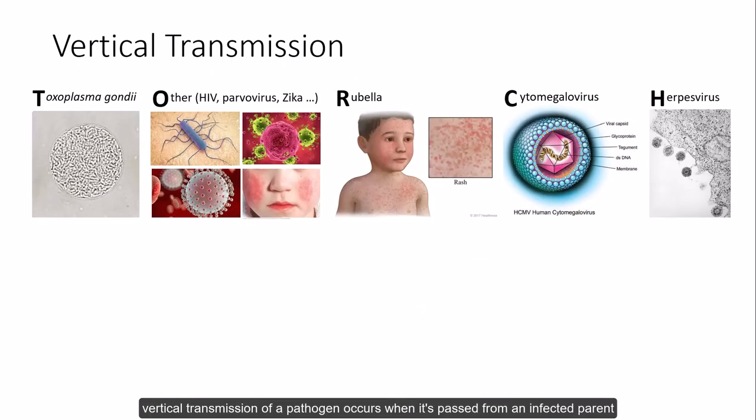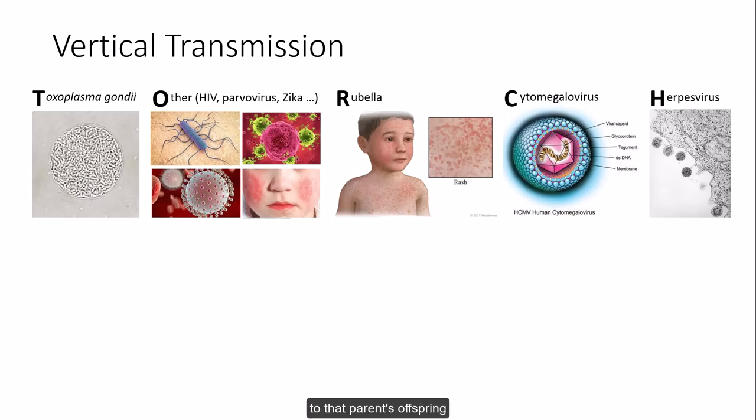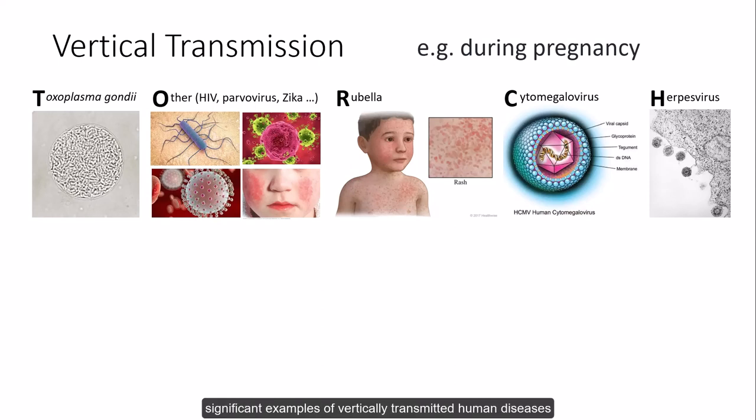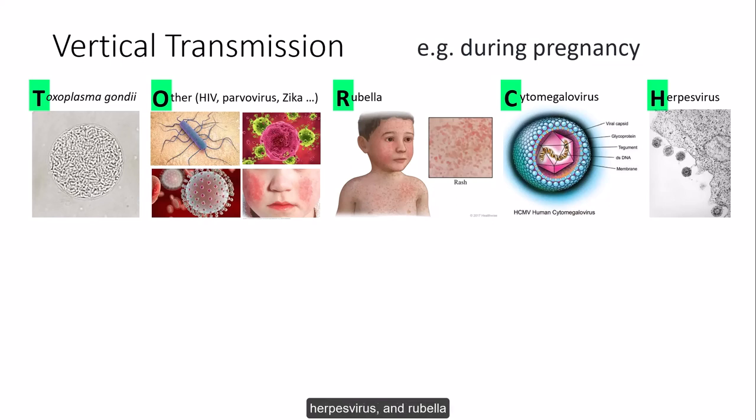Vertical transmission of a pathogen occurs when it's passed from an infected parent to that parent's offspring, for example, during pregnancy. Significant examples of vertically transmitted human diseases include those caused by the TORCH group of pathogens, a group that includes HIV, Zika virus, herpes virus, and rubella.